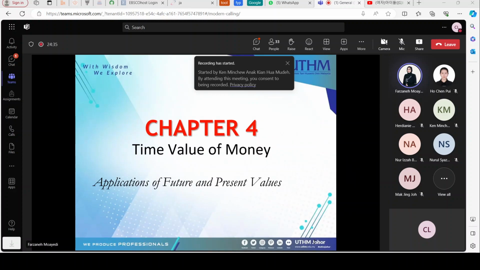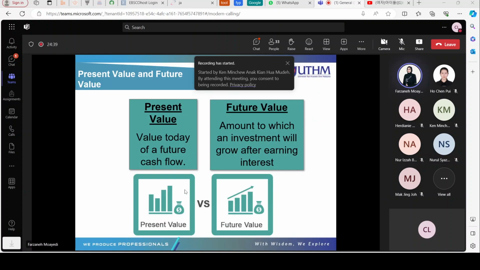What I'm going to introduce to you today is the application of future and present value. Looking into the simple definition, which you can see here, present value is the value today of a future cash flow. So basically you're calculating the value of something that is going to be, for example, given to you in the future. This is the present value. You want to know the value of it today.